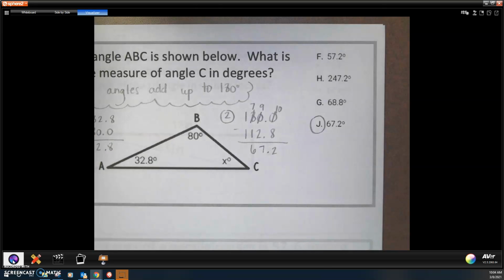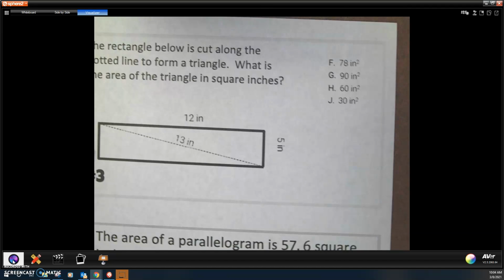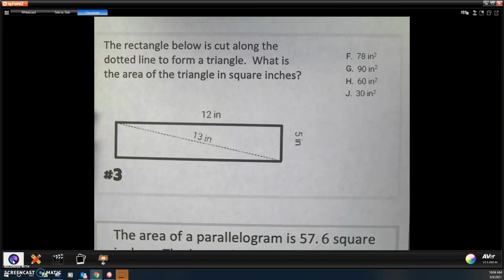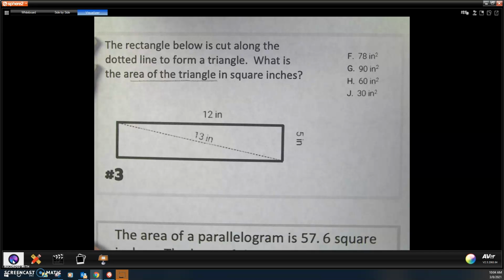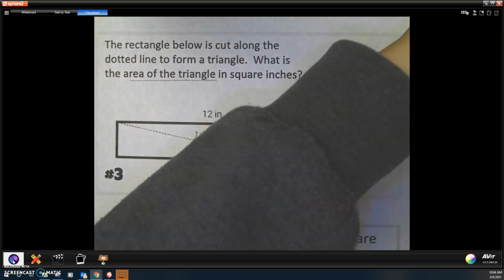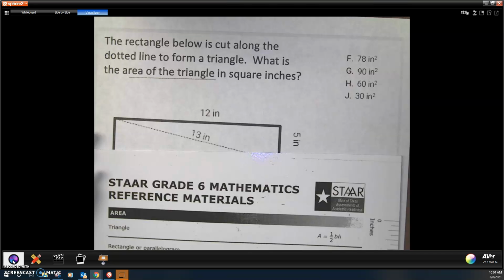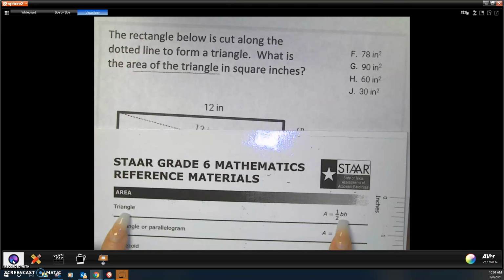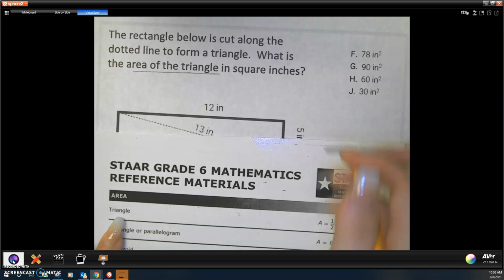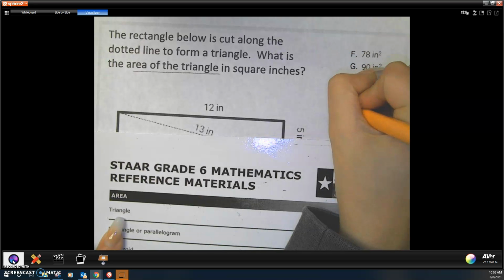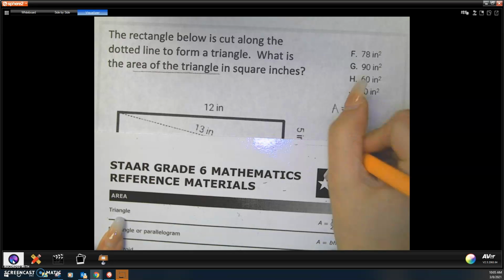Alright, next one, number 3. The rectangle below is cut along the dotted line to form a triangle. What is the area of the triangle in square inches? So since we're looking for the area of a triangle, we're going to look for the formula for area of a triangle. And then notice how you have that 1/2. Remember, anytime you see that 1/2, that is the exact same thing as dividing by 2. So my formula is going to be A equals base times height divided by 2.